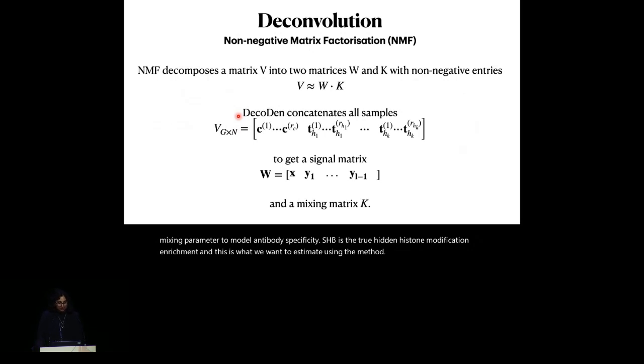The first step is deconvolution, where we use matrix factorization to decompose a matrix V into two matrices W and K with non-negative entries. In Decoden, we concatenate all samples. So first we concatenate control samples followed by the treatment samples for every experimental condition. And after factorization, we get the matrix W with X, which models the chromatin bias. And for each histone modification, we get a corresponding Y signal. And in the end, we also have a mixing matrix K.